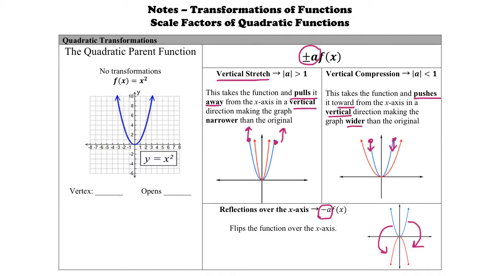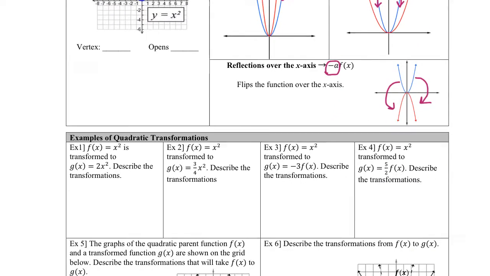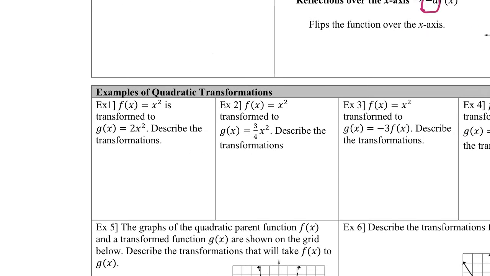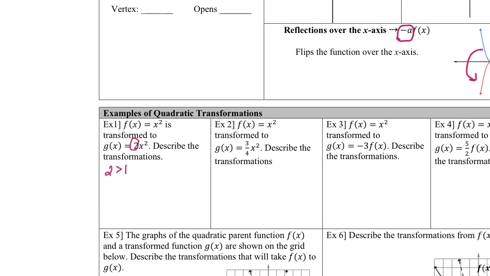So let's look at some examples. Example 1 from equations. F of x equals x squared, that's the original, is transformed to create 2x squared. Describe the transformations. So this 2 is in my a spot, and since 2 is greater than 1, that means this had a vertical stretch by a factor of 2.